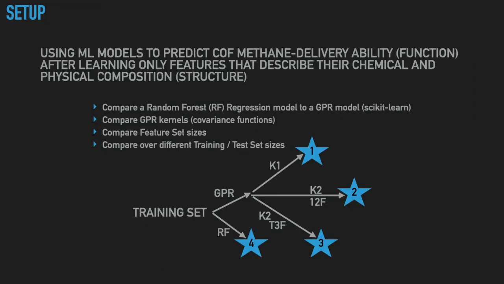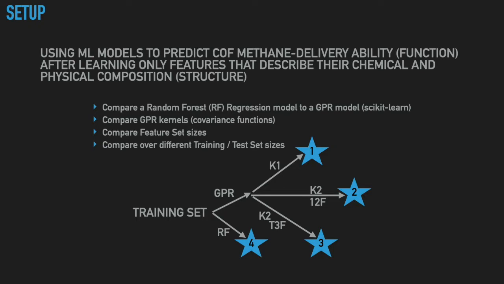Okay, so just a setup for our process for this project. We are using machine learning models to predict the COF methane delivery ability after learning only features that describe their chemical and physical composition. One of the things we're going to do is compare a random forest regression, like we learned in class, to our GPR model and compare their performances.